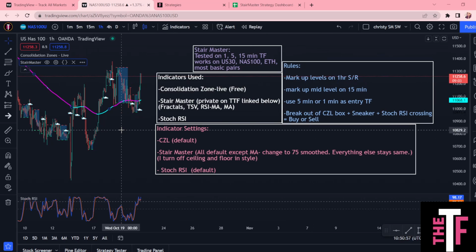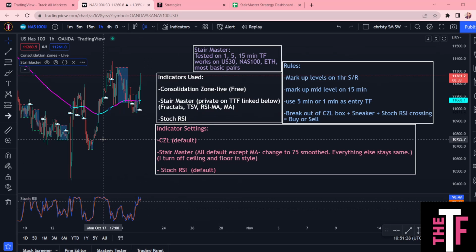You might have to play a little bit with your settings. We don't test it that way. We just test it with our customized indicator, but that is what you would need to get pretty close. When all of these, fractals, TSV, RSI, MA, as well as your consolidation zones and your stochastic RSI, all line up, then you would enter in. It's a little more complicated, but again, if you're trying to do it for free, it's still possible.